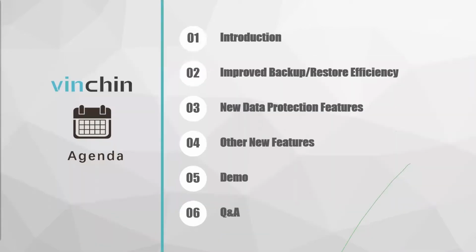Here's the agenda of today's webinar. First, I will introduce the Vinchin Backup and Recovery solution and features. Then I will introduce some detailed new features, including improvements of backup and recovery efficiencies, new data protection features, and some other new features available on version 6. After this, I will demonstrate some main features, and then we can have some discussions in case you have any questions about this new version. Okay, let's begin.